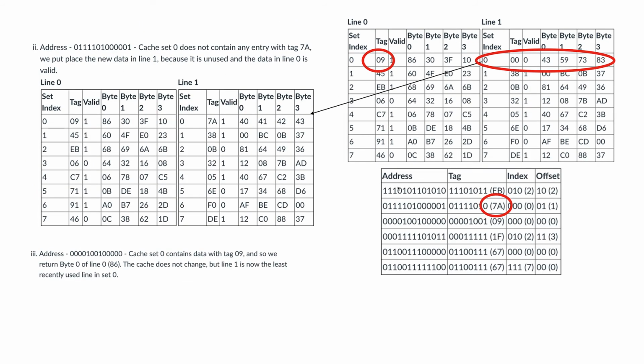And for the second one, we need to check the table. By the way, these are the tables from after accessing the first memory address, and these are all the memory addresses we need to access. So for the second one, we need to access index 0, and the tag is 7A. We go to set index 0. Okay, unfortunately we don't have 7A, so we need to dump one of them and load the new data.